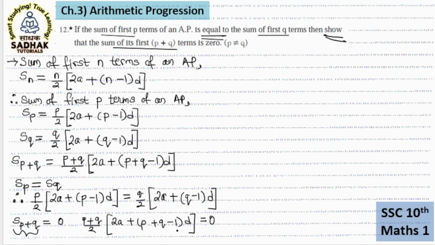Okay, now when we say that the product, see this multiplied by this is equal to 0, so either this should be 0 or this should be 0. Okay, one of these must be 0, then what will their multiplication be? It will be 0. Okay, now p is not equal to q.